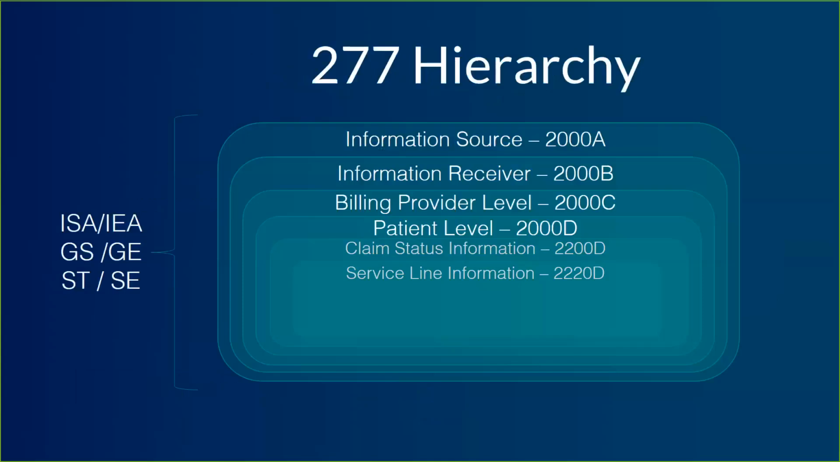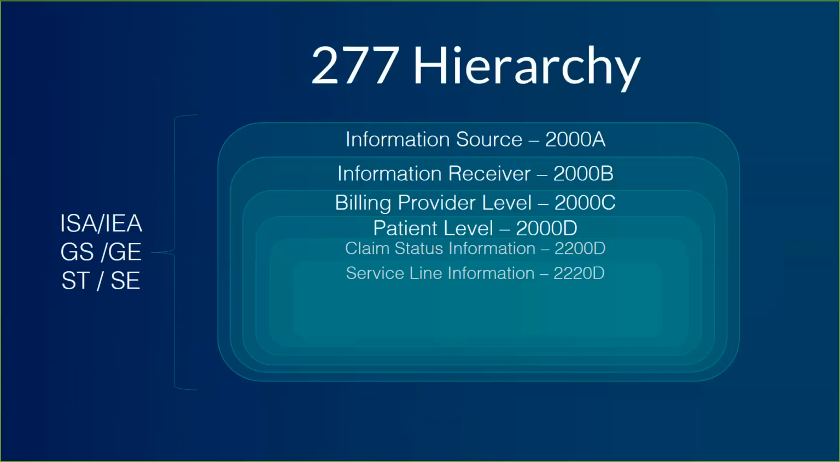Here's the hierarchy of a 277. It's just a little more complicated than the 999. Still, I'm showing you all of the hierarchy that falls inside of the transaction header and footer stuff. So this is inside the ST to SE. And we've got 4 main levels. We've got information source, information receiver, billing provider, and patient.